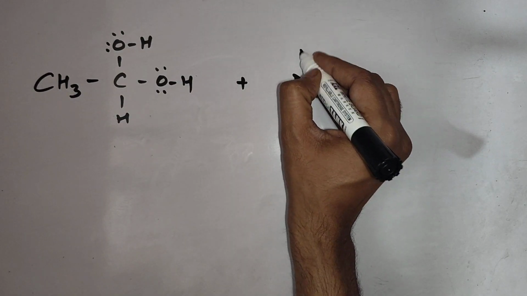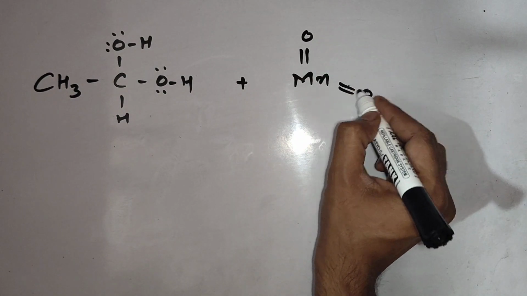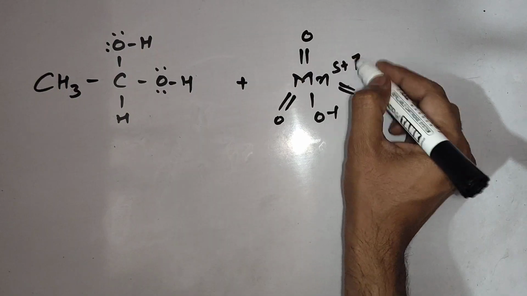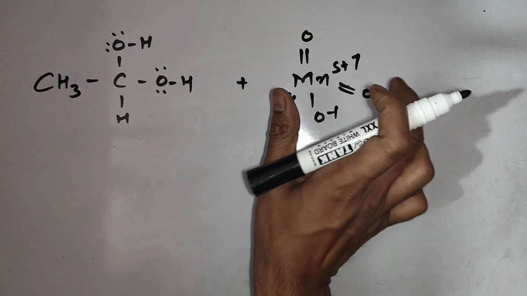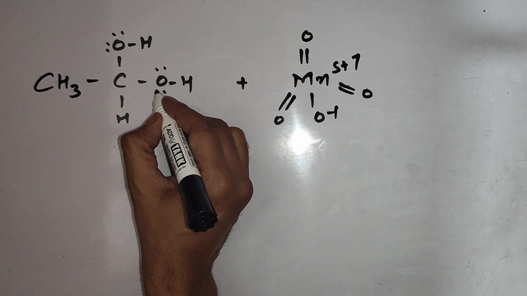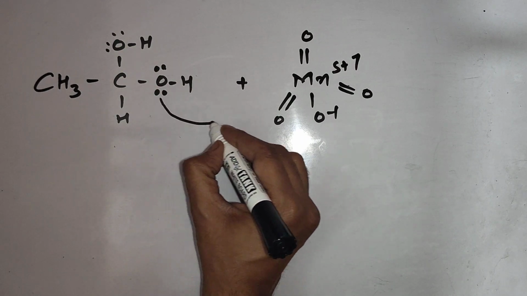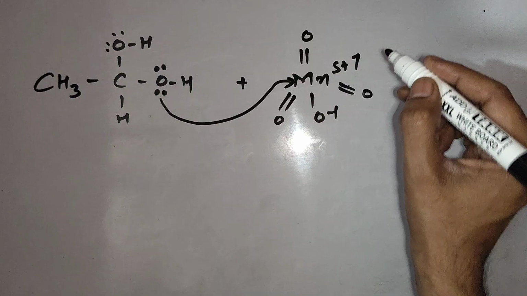Again, MnO4 negative particle. Mn is +7. Strong positive charge will attract electrons. Who can provide electrons? Lone pair. 2 oxygens are there. Any oxygen you can use. Same mechanism like 1-degree alcohol was doing.